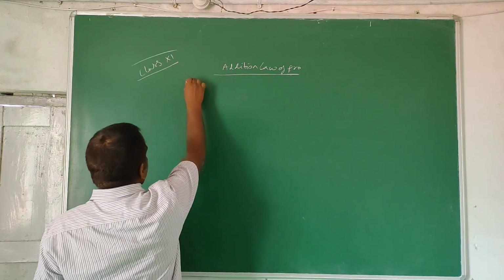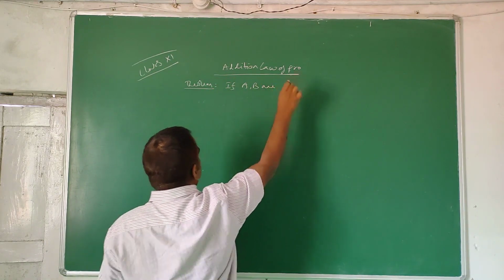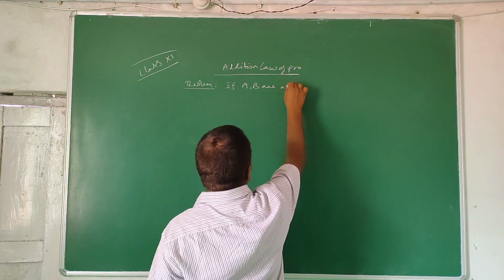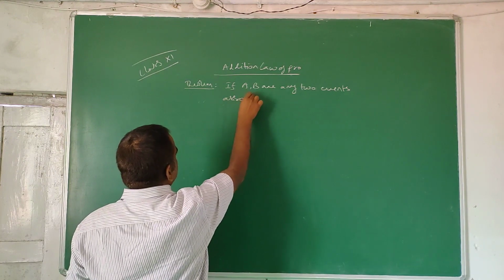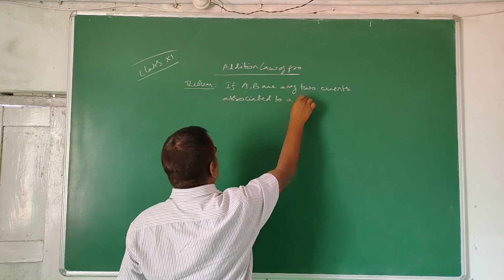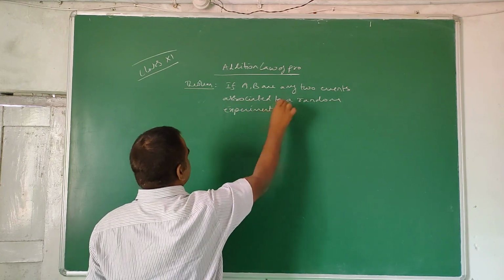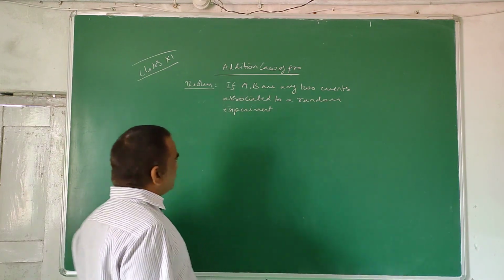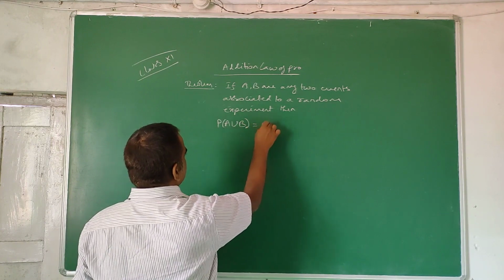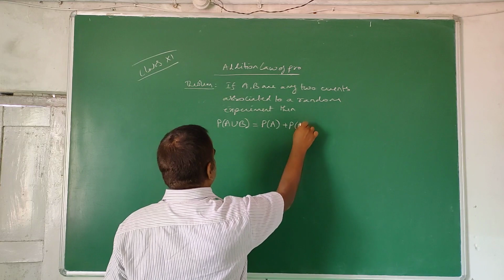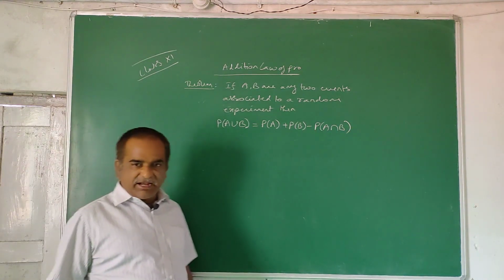The statement of the theorem is, if A, B are any two events associated to a random experiment, then P of A union B is equal to P of A plus P of B minus P of A intersection B. This is the statement of the theorem.